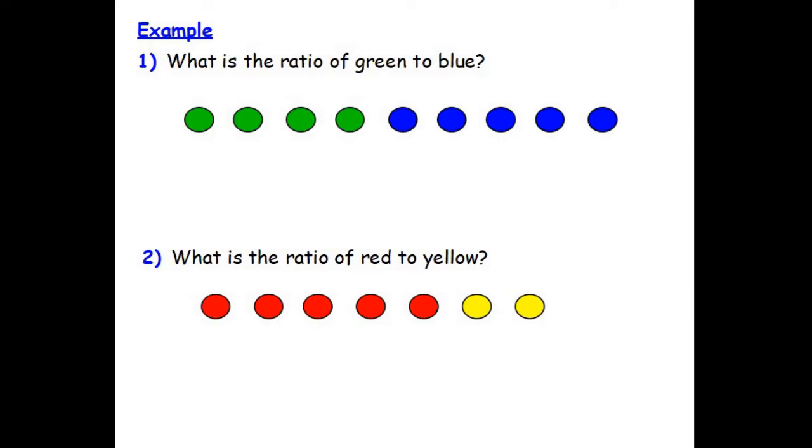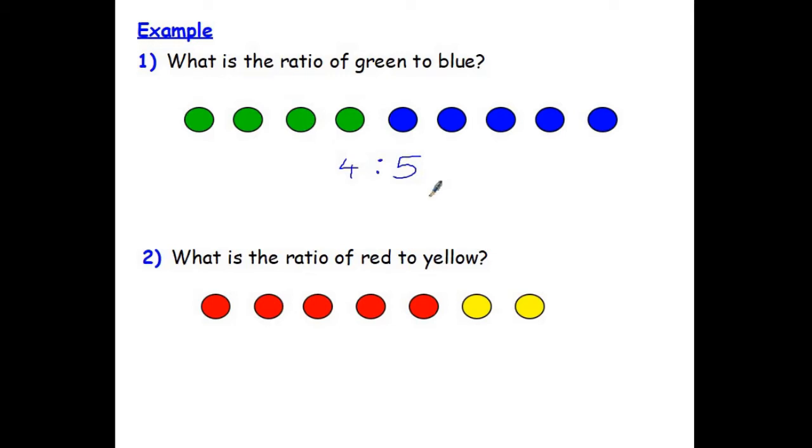Okay, so our first example says what is the ratio of green to blue? Now to do this is quite nice. First of all, we count how many green there are. It says 1, 2, 3, 4. So it's 4. Don't forget our ratio sign. And then blue is 1, 2, 3, 4, 5. So the ratio of green to blue is 4 to 5.